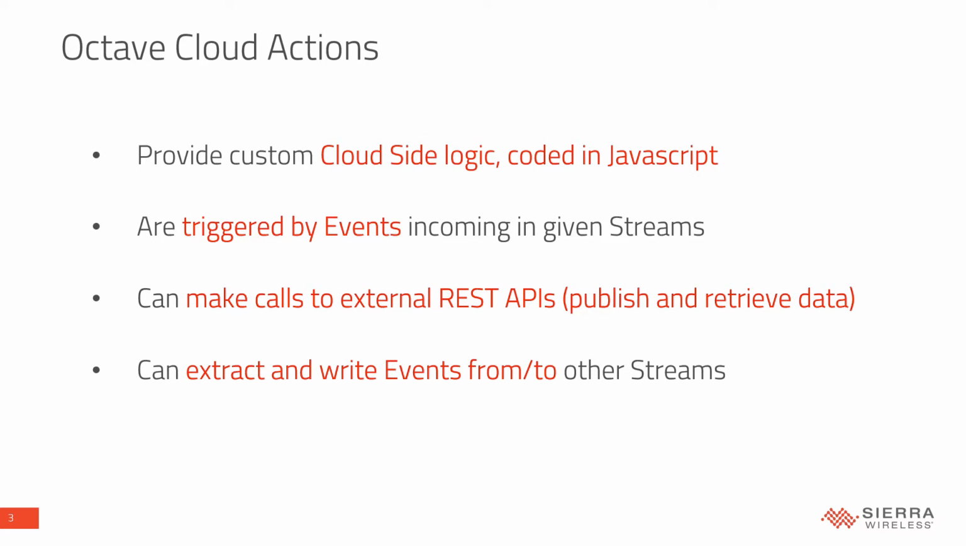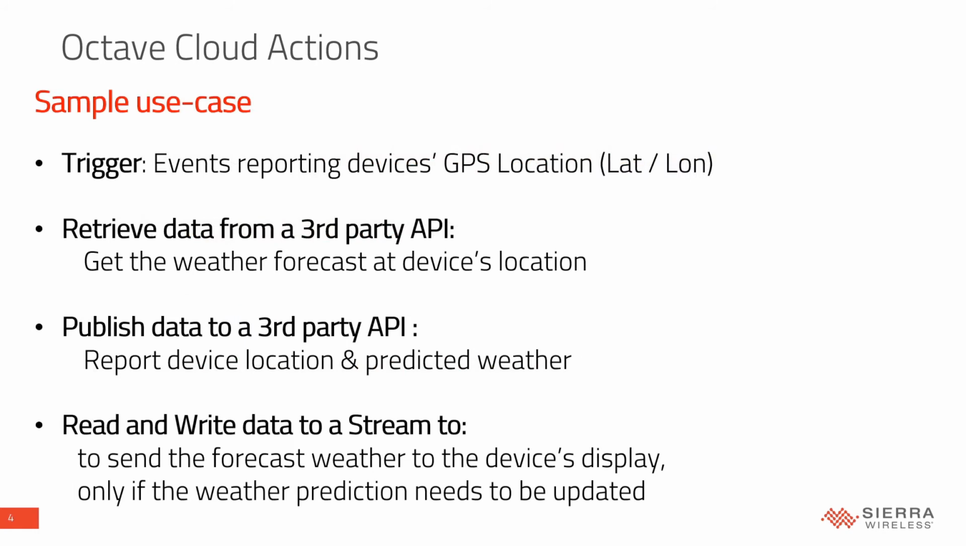So for that, we will follow a sample use case. This use case is about reporting devices' GPS location. We'll have a cloud action which is triggered by these events, and it will do three main things. The first thing is to retrieve data from a third-party API: it will use the device's location to get the weather forecast at the device's location. Second, it will publish data, so report telemetry about the device, its location, and the predicted weather. The third main part will be showing you how to read and write data to streams.